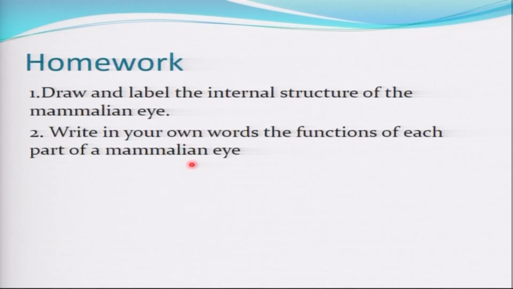We can see the homework of today. You will be able to draw and remember the internal structure of the eye. Everyone, make sure you draw the eye and then put the parts. Write in your own words the function of each part of the mammalian eye. Be sure you do this.